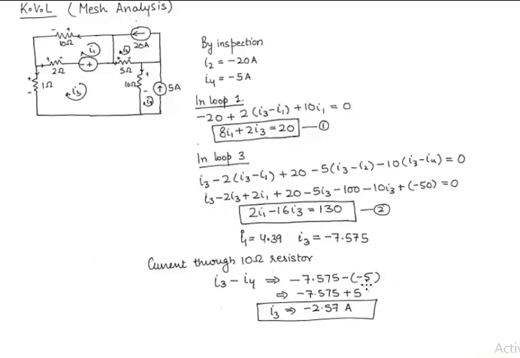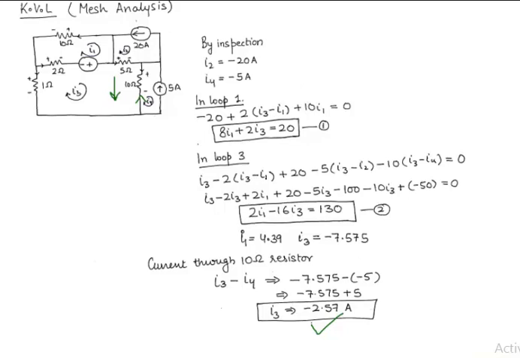7.575 minus 5 because I4 is minus 5. So we get minus 2.57, and the supposed direction was downwards because the I3 loop current is going downwards, and the negative sign shows that the actual current in the branch is moving upwards, which is in sync with the previous result. Although we got 2.54 ampere in the previous one, but that is acceptable, I guess.